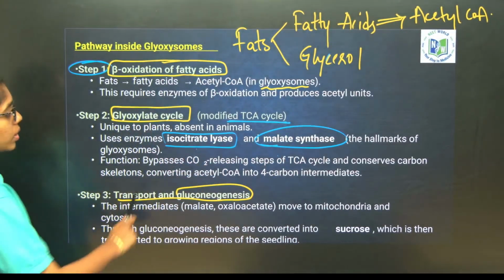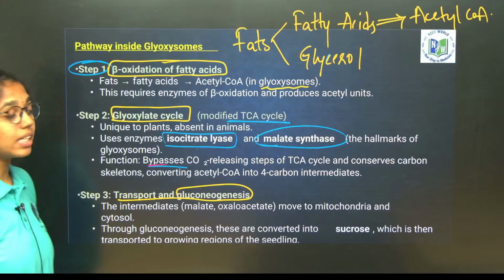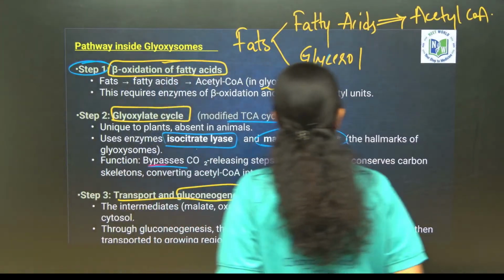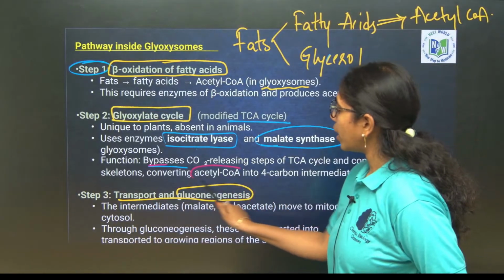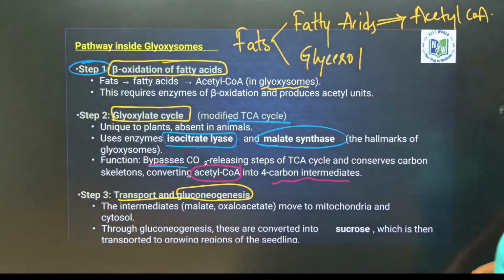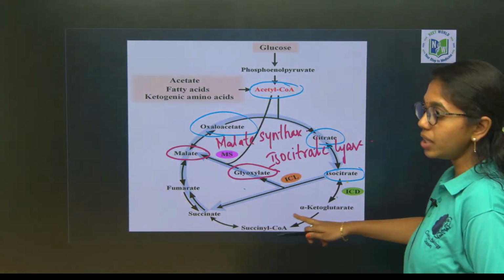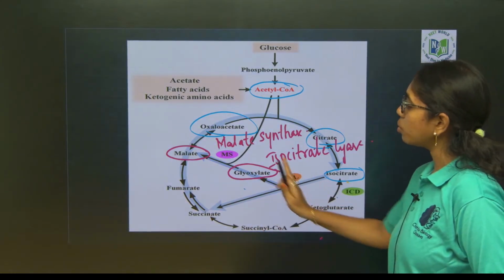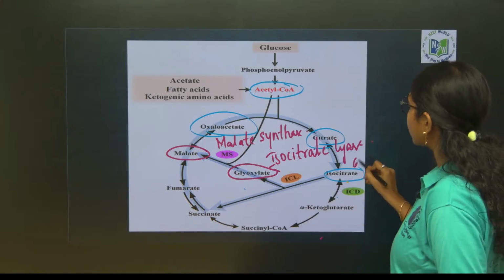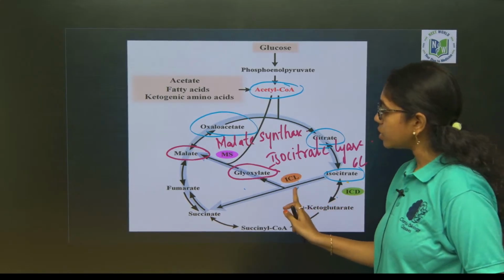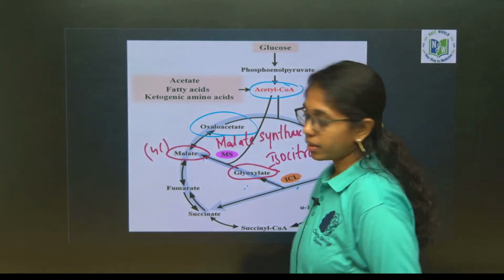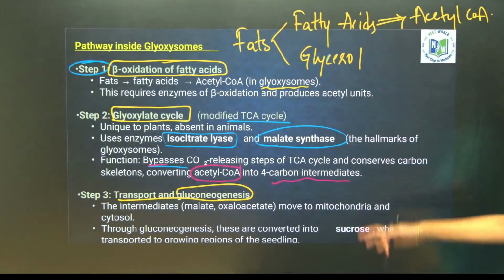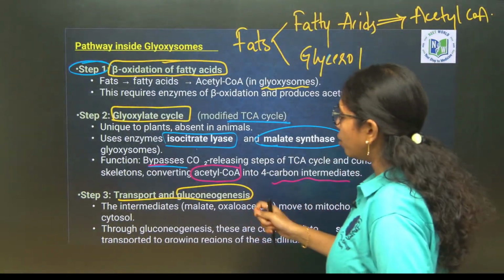Major functions include: this bypasses the carbon dioxide releasing steps of the TCA cycle and conserves the carbon skeleton, converting acetyl CoA into 4 carbon intermediates, that is malate, just by utilizing 2 enzymes and skipping the other steps. From isocitrate, which is 6 carbon, by the enzyme isocitrate lyase it gets converted to glyoxylate, and glyoxylate converts into 4 carbon malate. Then the third step is transport and gluconeogenesis.